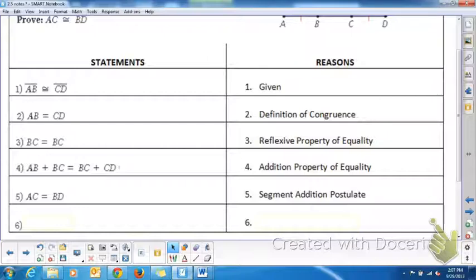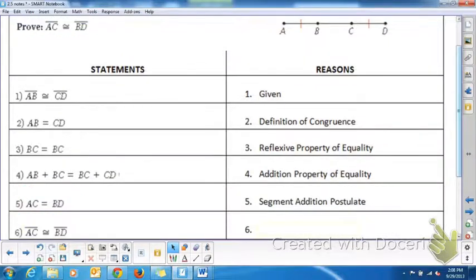Therefore, if AC is equal to BD, then we can now prove what we set out to prove: AC is congruent to BD. If they were equal, why are they congruent? Because that's what the word congruent means, the definition of congruence.